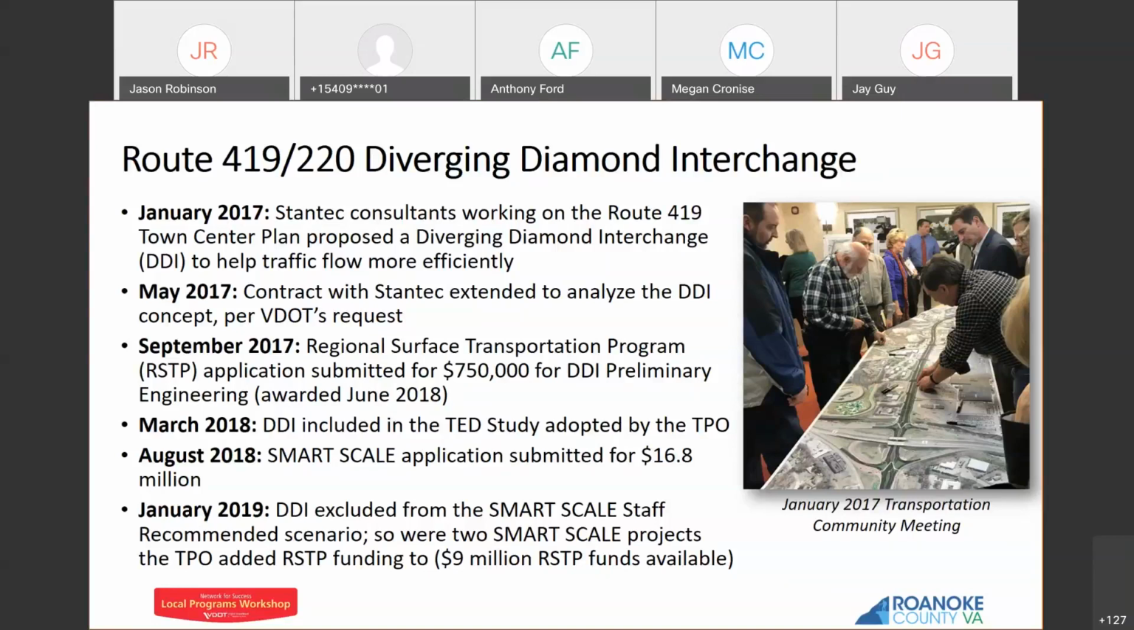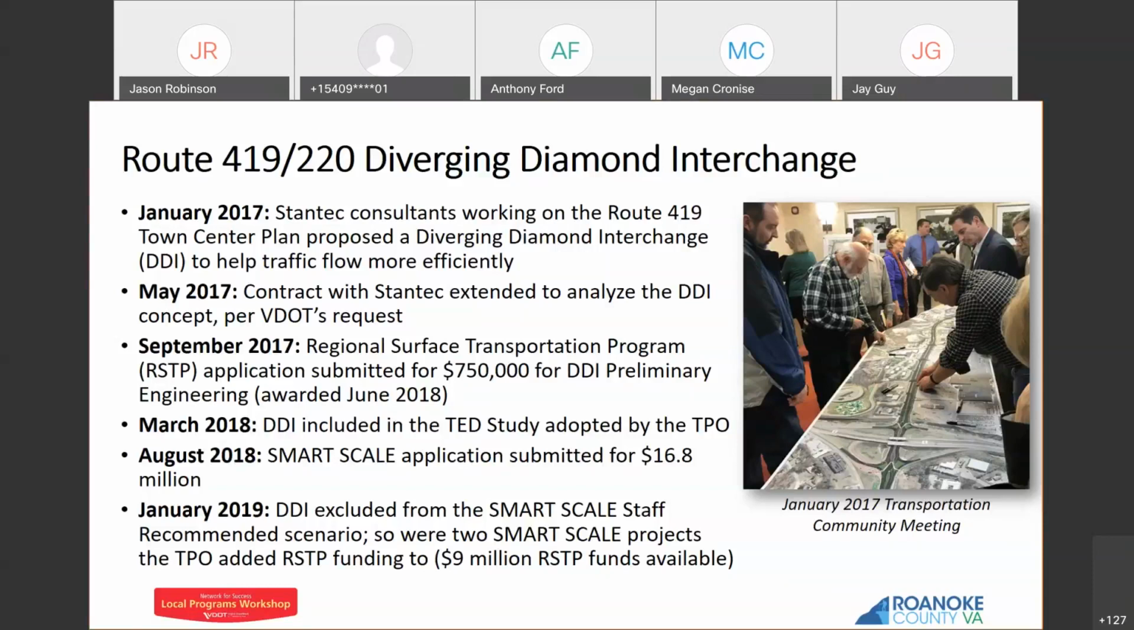That following September, we applied for Regional Surface Transportation Program funding, $750,000 for preliminary engineering for the DDI, which was awarded the following June. So that kind of got us started with some momentum for the DDI project. In March of 2018, the DDI was included in the TED study we talked about that was adopted by the TPO as a regional initiative for the Valley. In August, we applied for Smart Scale funding, $16.8 million for the project.